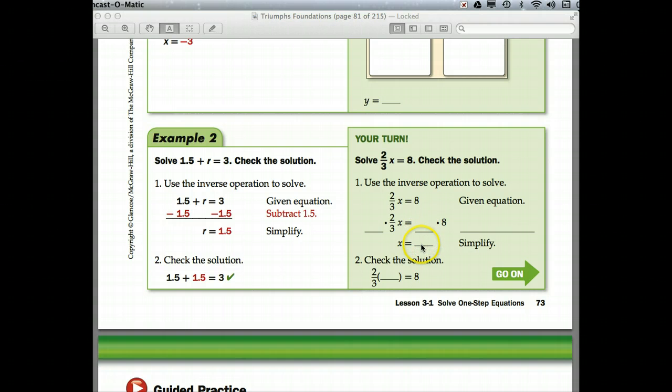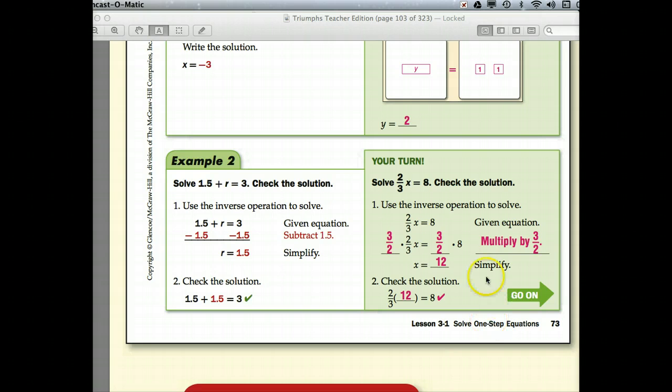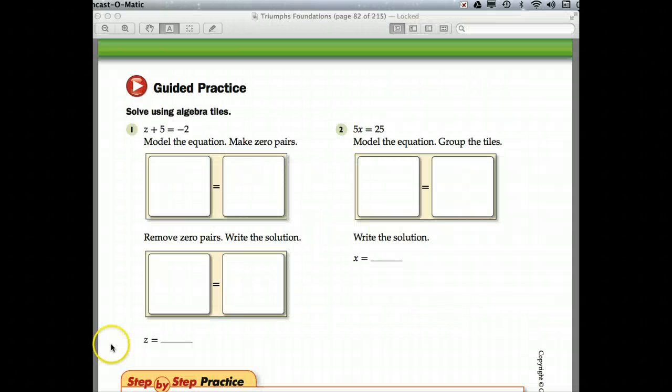So our answer, x is equal to 12. So we check our solution. In place of x in the original equation, we're going to put a 12. So it's 12 times 2 divided by 3. Is that equal to 8? Well, sure enough it is. So we have got the right solution. Good job. So let's do a little guided practice together.